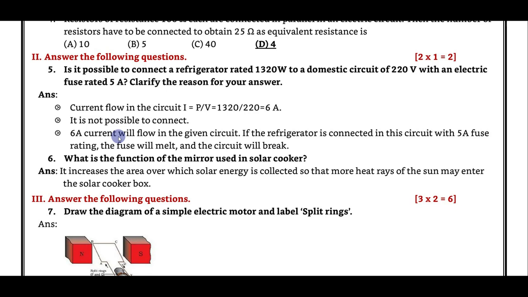What is the function of the mirror used in the solar cooker? It increases the area over which the solar energy is collected. Its surface area is increased to collect the solar energy, and more heat rays of the sun may enter the solar cooker box.